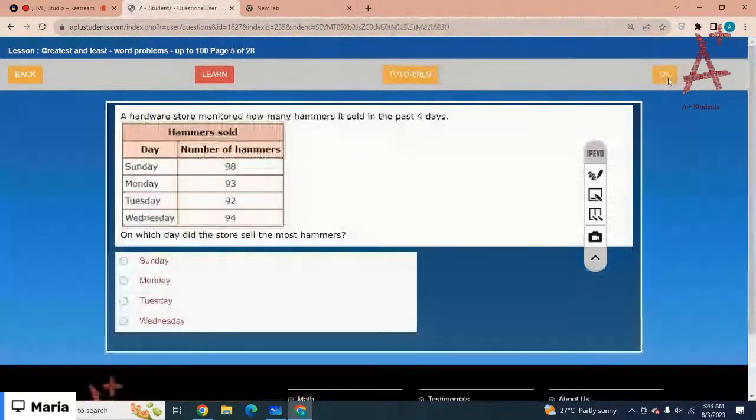Okay, a hardware store monitored how many hammers it sold in the past 4 days. So, on which day did the store sell the most hammers? So, the most value is 98, and 98 corresponds to Sunday. That means on Sunday, the store sold the most hammers. So, the correct option is Sunday.